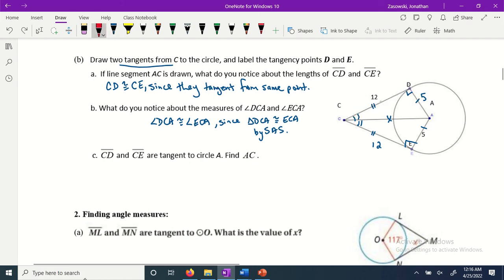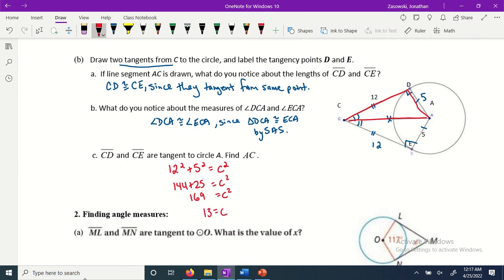Let's get rid of that really big line here. And if this is a right triangle, once again, we can use the side lengths to figure out the hypotenuse there. So 12 squared plus 5 squared is going to equal c squared. So this is 144 plus 25, which is 169. And then take the square root, and you should get 13. So AC is going to equal 13.